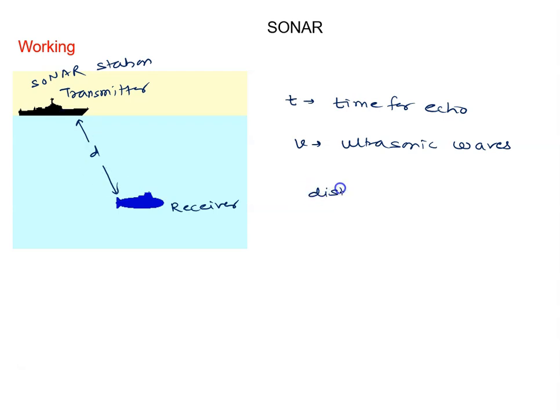distance equals speed into time. In time t, the distance travelled is d plus d, which is 2d: d from transmitter to object, then again d from object back to receiver. It is given by speed v and the time for echo t, which is given to us. So 2d equals v into t, and d is calculated as v into t divided by 2. In this way we calculate the distance between the sonar station and the underwater objects.